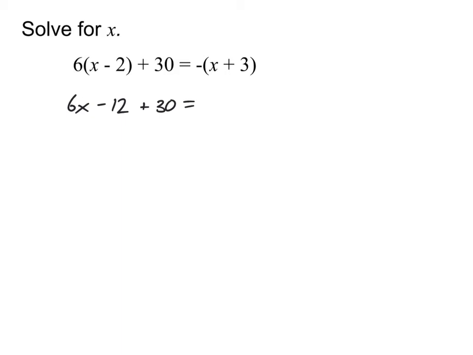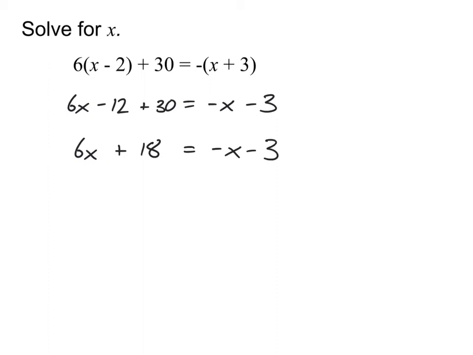On the right side, notice I have a negative in front of the parentheses. That means I'm distributing a negative 1 into both of those terms, which is going to leave me with a negative x minus 3. All right, you know, there's still some simplifying I can do here. You'll notice that I have this negative 12 plus 30. I can still combine like terms there. So let's go ahead and do that then before we do anything else. So the 6x stays the same, but I'm going to do negative 12 plus 30, which is a positive 18. Then that equals negative x minus 3.